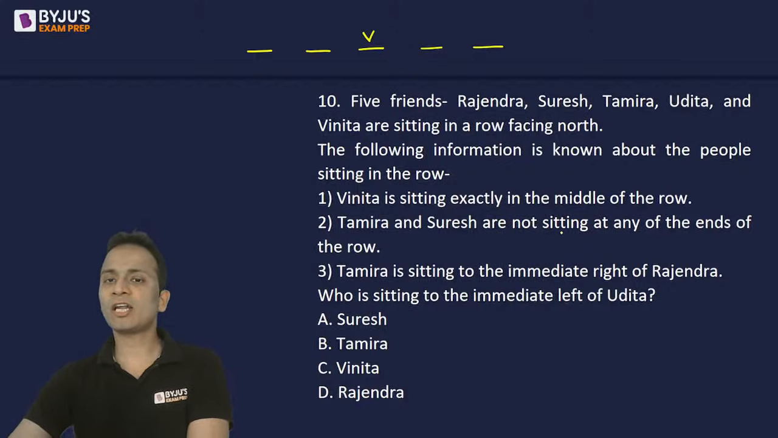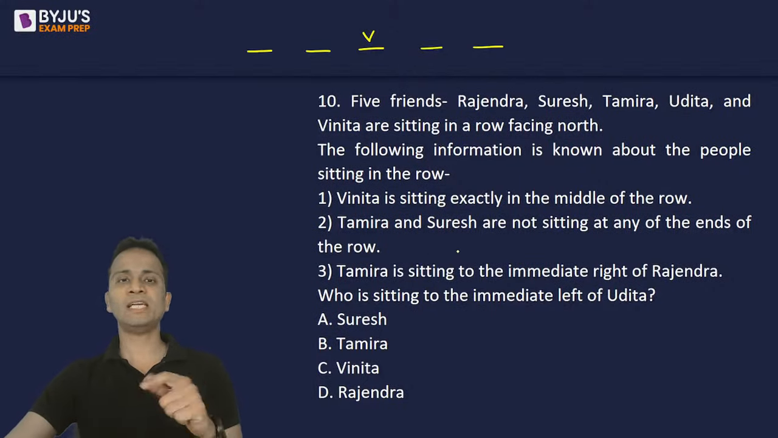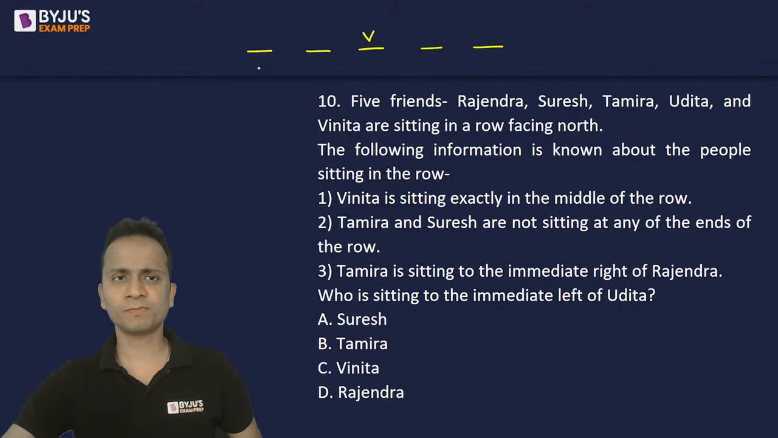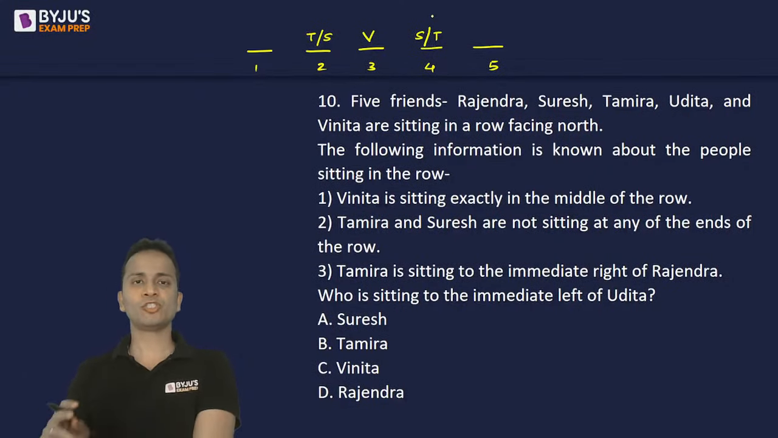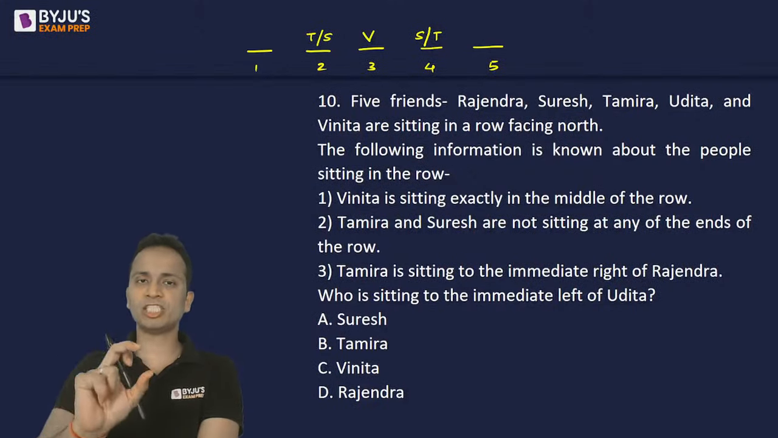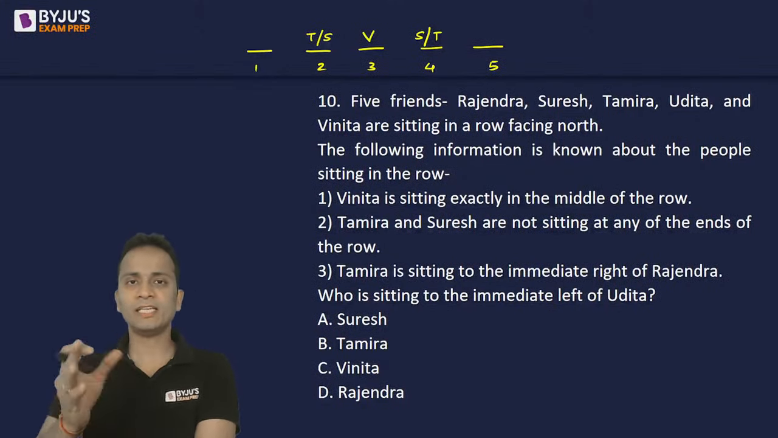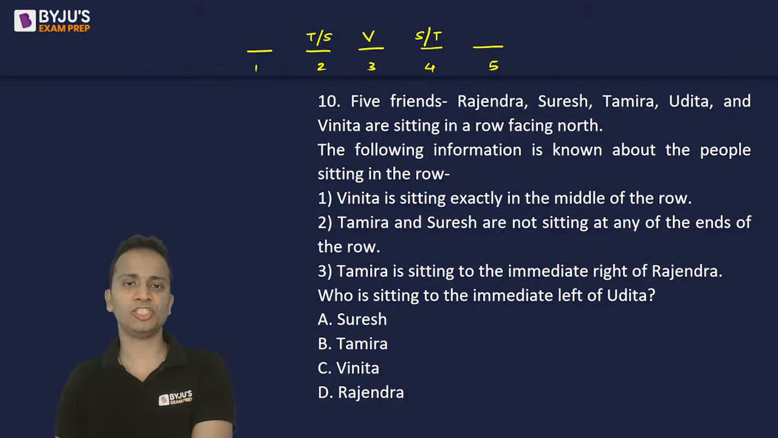Tamira and Suresh are not sitting at any of the ends of the row. So they will be sitting either at 2 or 4. Okay. So Tamira and Suresh, I don't know the fixed position. So Tamira or Suresh, Suresh or Tamira. Fine. So Tamira and Suresh are sitting at chair number 2 and chair number 4. They can switch their places. They can interchange their places.